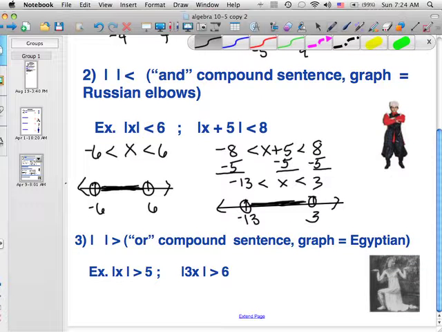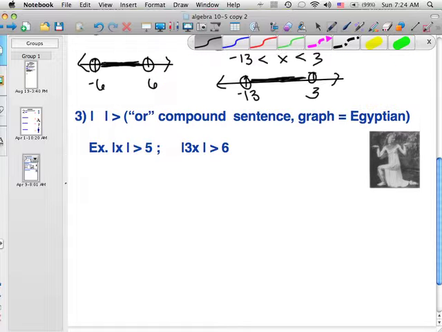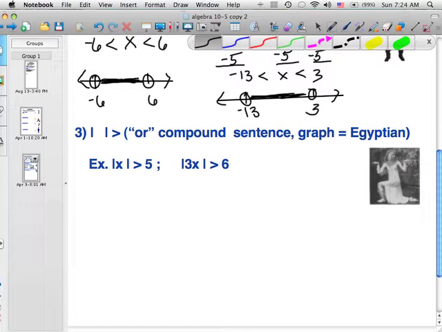And then finally we have the greater than compound sentence, which I call the Egyptian, because you're going to have arrows going out, one to the right and one to the left. So this problem becomes x is greater than 5, or x is less than, now remember it's going to go to the left, negative 5.